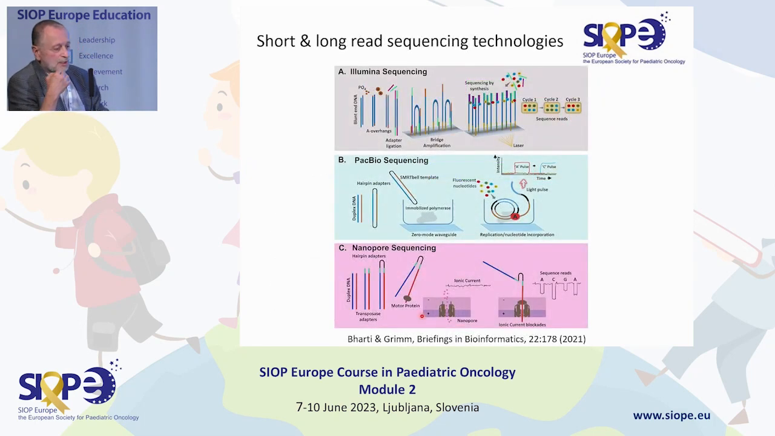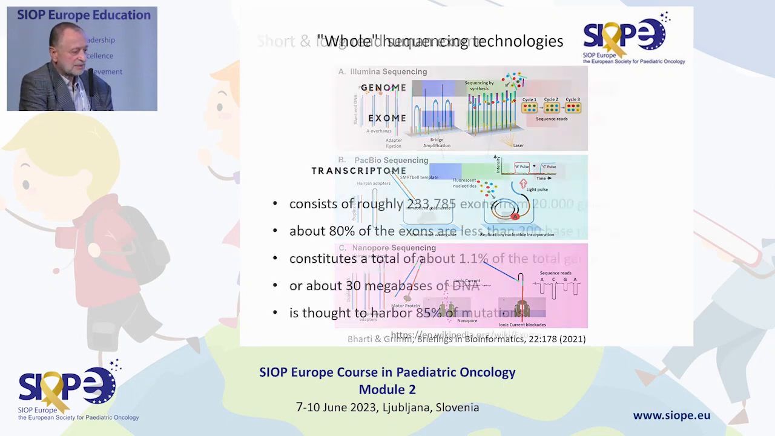There are short and long read sequencing. I don't want to go into details too much here, but Illumina sequencing, which is the most common one, is short read sequencing. That's why it's quite good for exome sequencing. And there are two new long read sequencing methods. One is PacBio sequencing, which is very elaborate, extremely expensive, therefore not appropriate for diagnostic purposes. And nanopore sequencing, which I will show you how that works in the next slide.